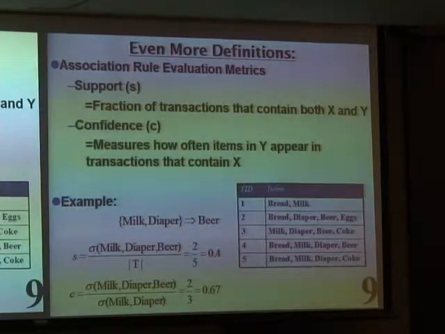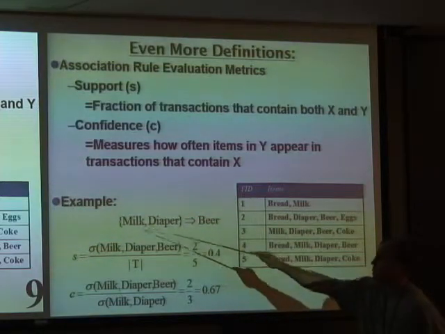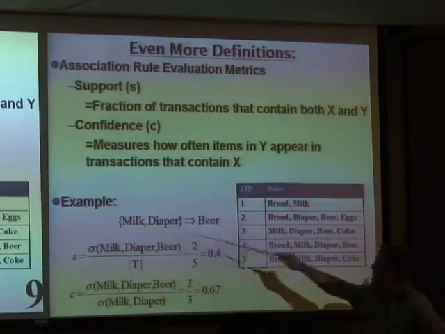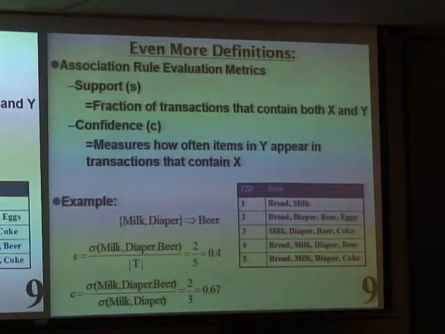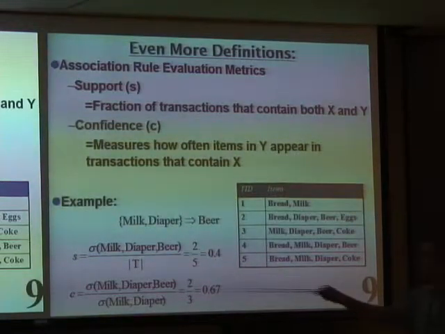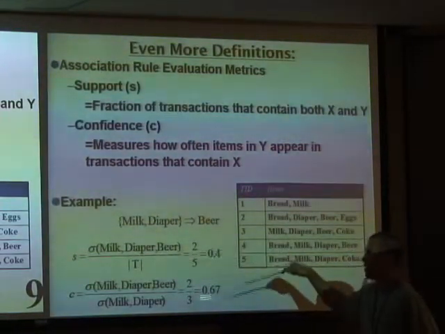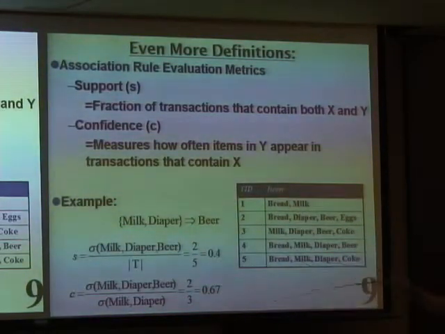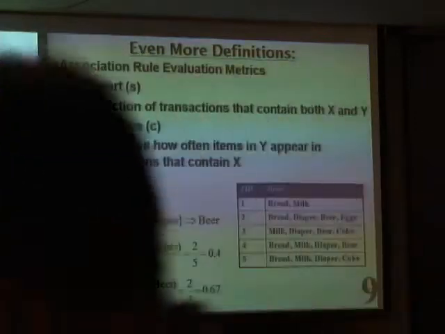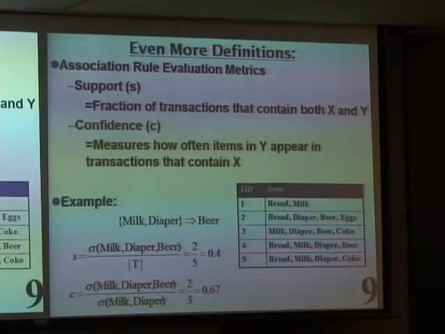Support is simply the fraction of transactions that contain both X and Y. We defined before the support for an item set; this is the support for an association rule. If you have the association rule milk, diaper implies beer, the support for that rule is the support for the item set containing both sides, milk, diaper, beer. Again, that's 2 out of 5. What does that mean? It means that 2/5 of the transactions contain milk, diaper and beer.